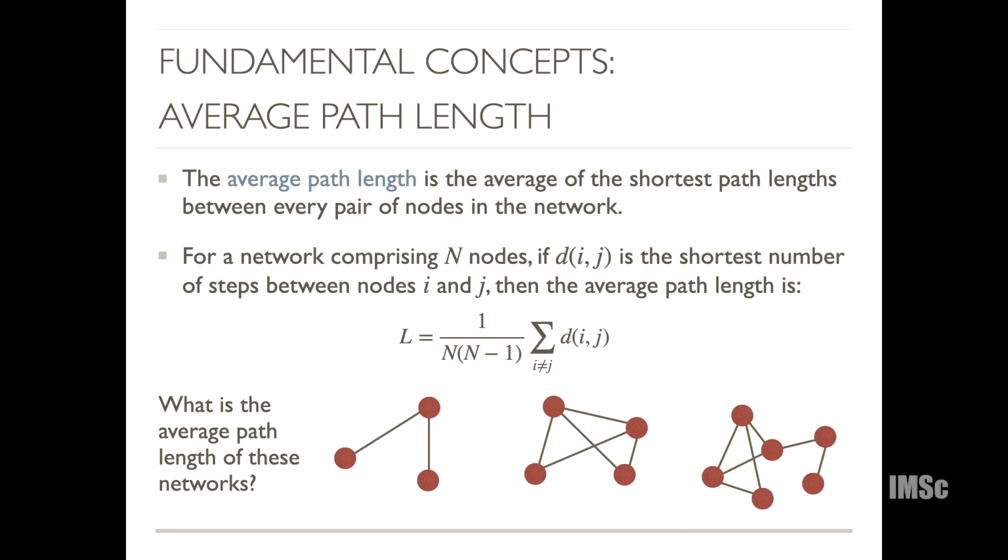So right, okay, that's very straightforward, right? You look at all the shortest paths between every pair of nodes in the network, and you normalize it, and that's your average path length. Okay, so if you understood that, then you should be able to tell me what the average path lengths of these networks are. Who wants to tell me about the first network? What's the average path length for this network?